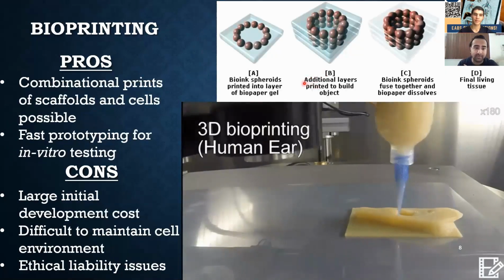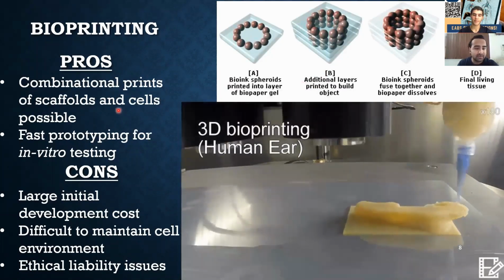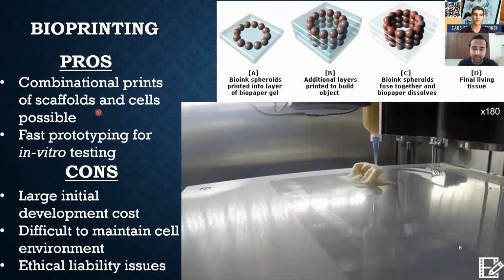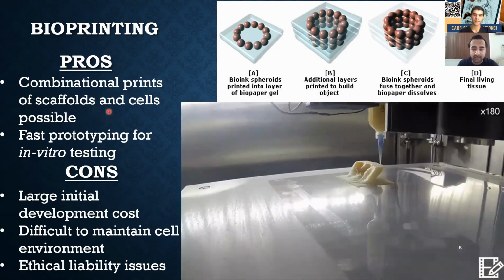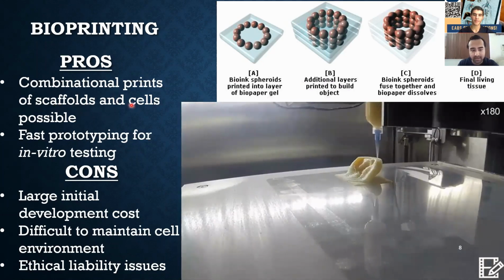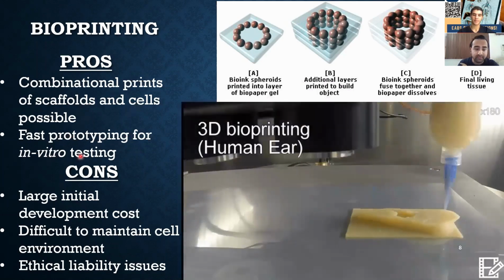And the last one I want to talk about is bioprinting, probably the most interesting out of all of them. So for bioprinting, it's very similar to fused deposition modeling, but instead of printing out with a filament, you print a combinational print of a scaffold material and then cells. So this is useful for fast prototyping for in vitro testing.